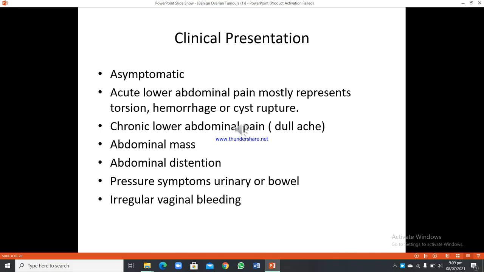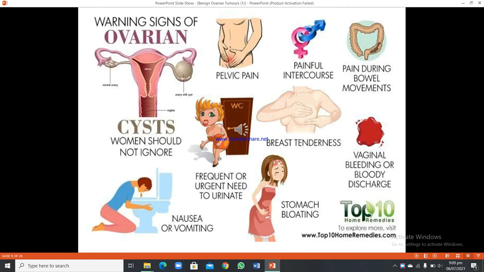Clinical presentation: asymptomatic, or acute lower abdominal pain, which mostly represents torsion, hemorrhage, or cyst rupture. Chronic lower abdominal pain, that is a dull ache, abdominal mass, abdominal distension, pressure symptoms, that is urinary or bowel, and irregular vaginal bleeding. Here are warning signs of an ovarian cyst that a woman should not ignore: pelvic pain, painful intercourse (dyspareunia), pain during bowel movements, vaginal bleeding or bloody discharge, breast tenderness, frequent or urgent need to urinate, stomach bloating, and nausea or vomiting.